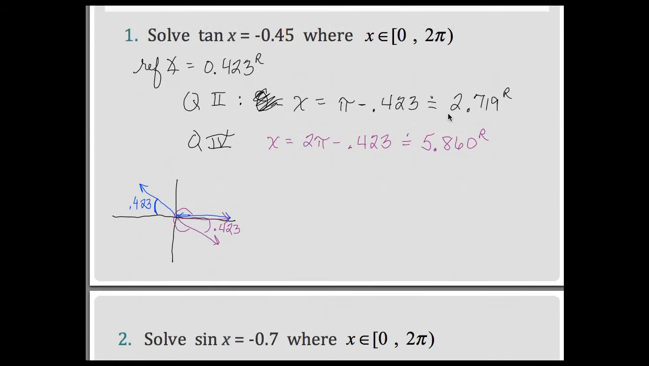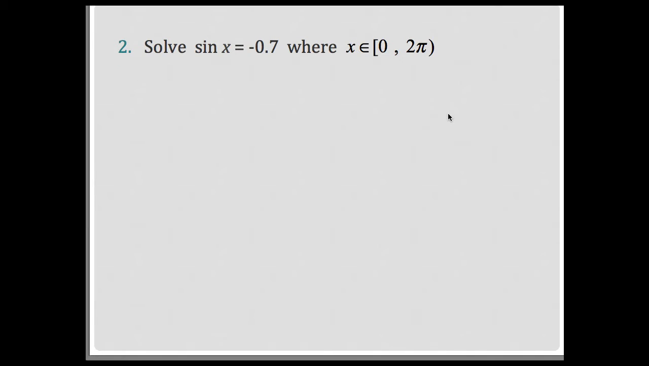All right, let's try another one with our calculator. Let's do a sine problem. Now we're trying to find the angles where sine is negative 0.7. Let's start by just figuring out what quadrants we have to be in. Sine is going to be negative down underneath the x-axis. So we're going to have one answer in the third quadrant and one answer in the fourth quadrant.